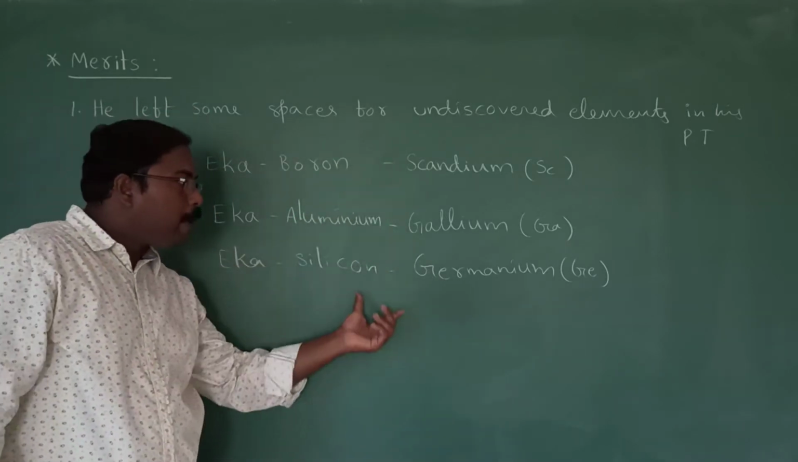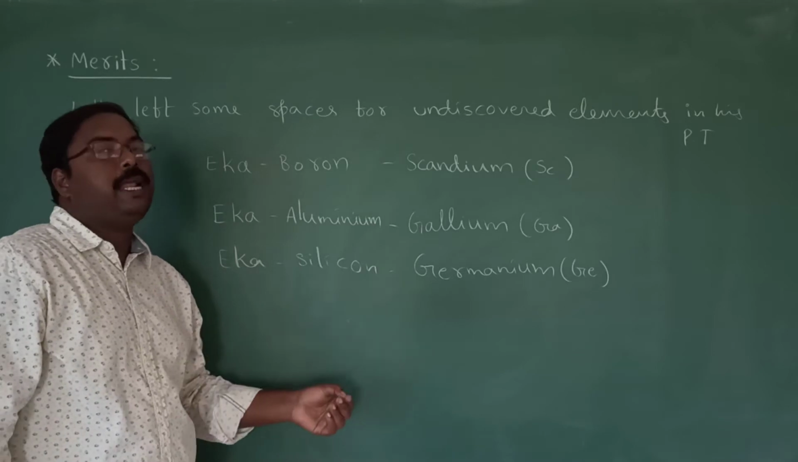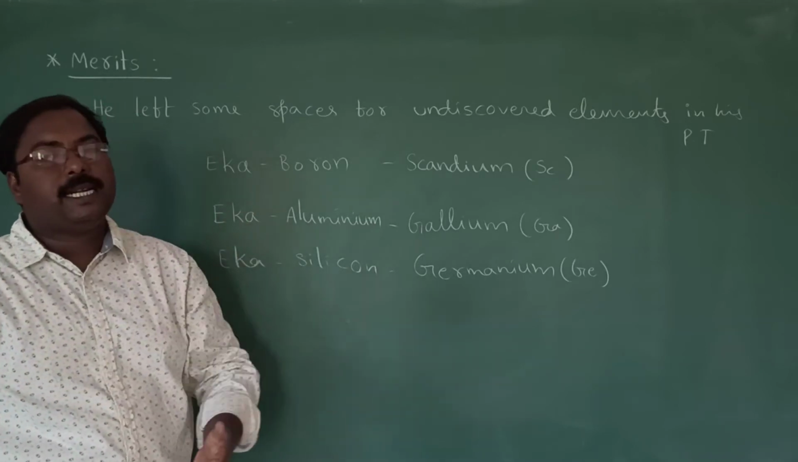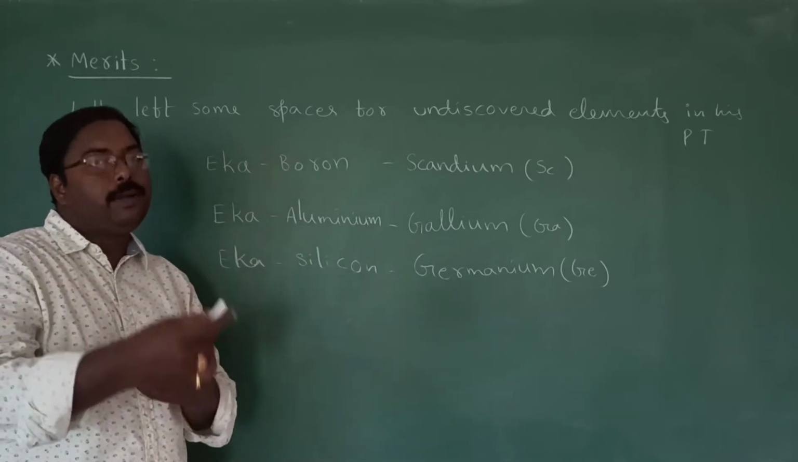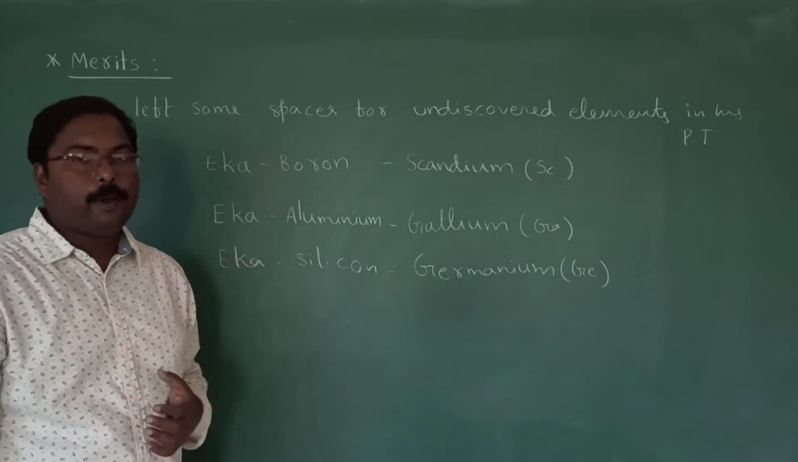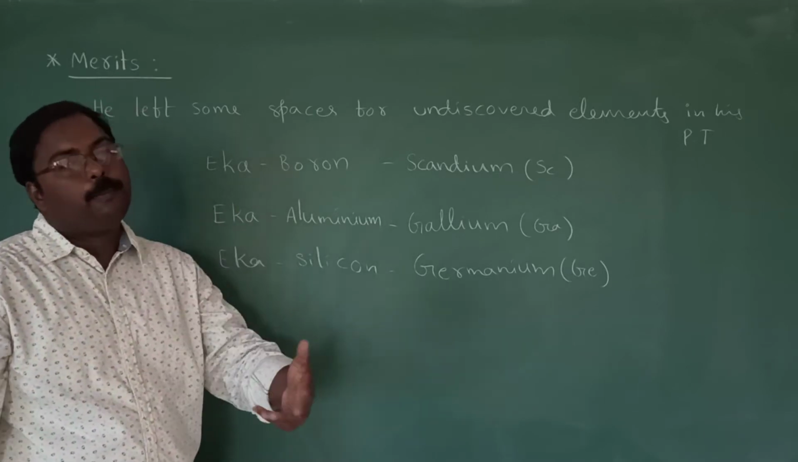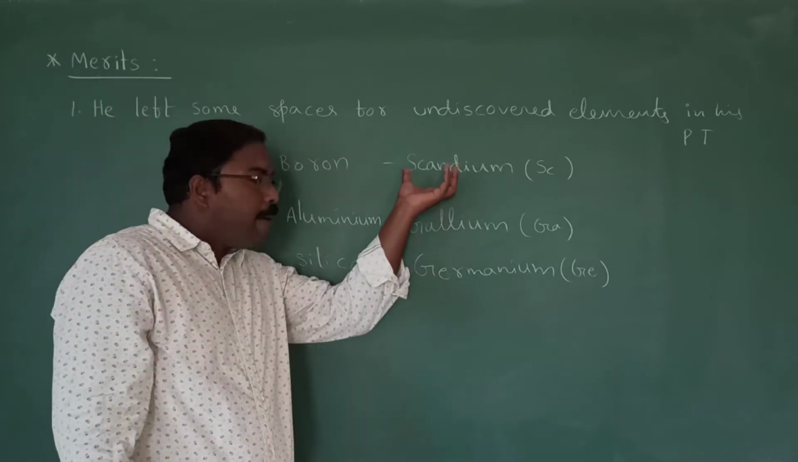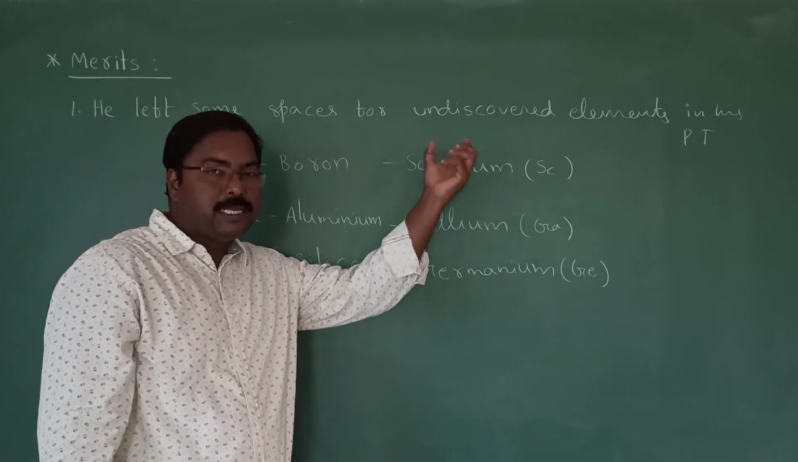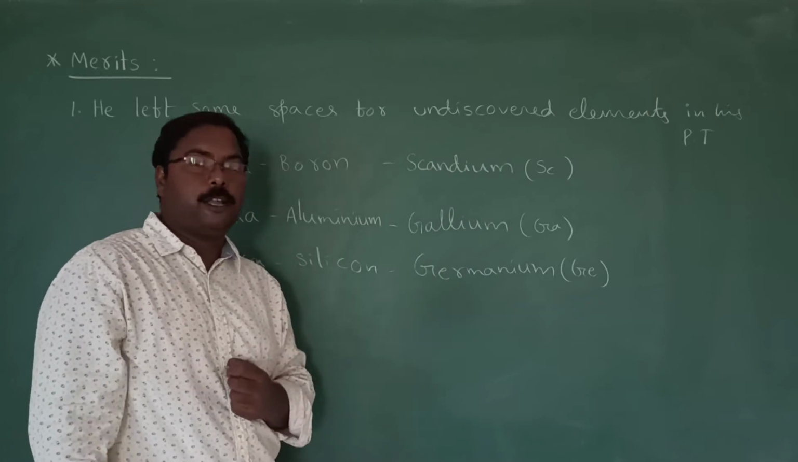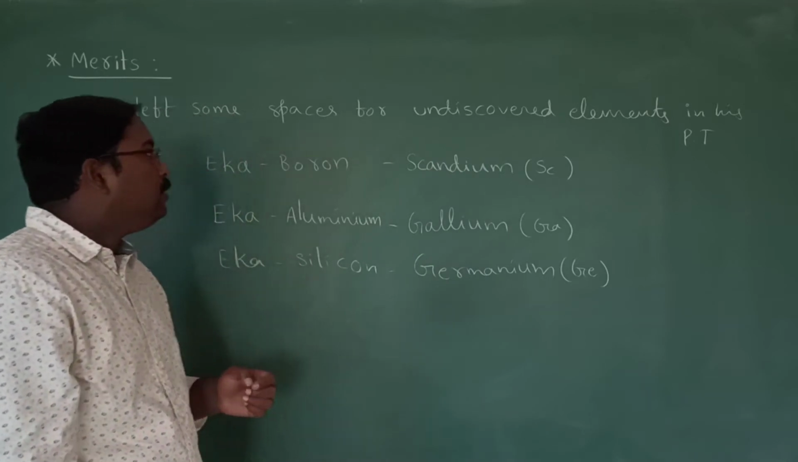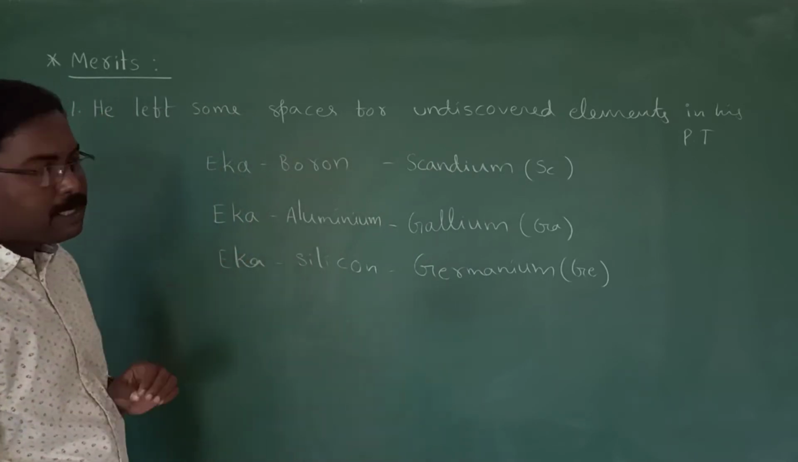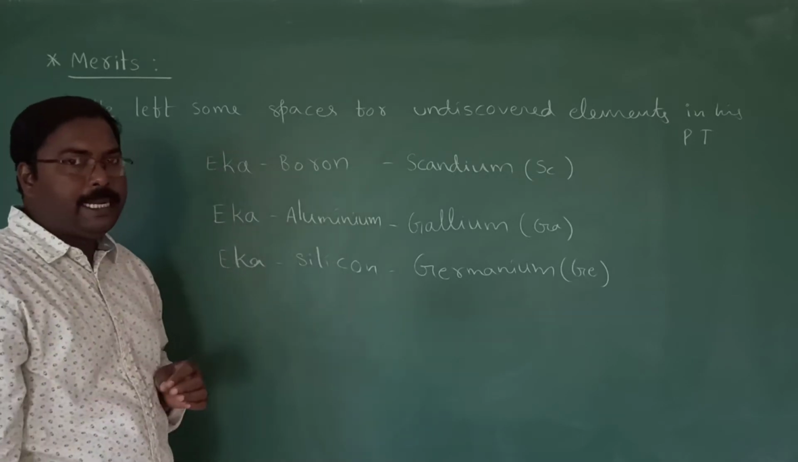He even guessed the properties of these elements, meaning what type of oxides they will form, how they will form compounds when they react with halogens, and what the properties of those compounds are. He also guessed the atomic weights of these undiscovered elements. So that is the main merit of Mendeleev's periodic table.